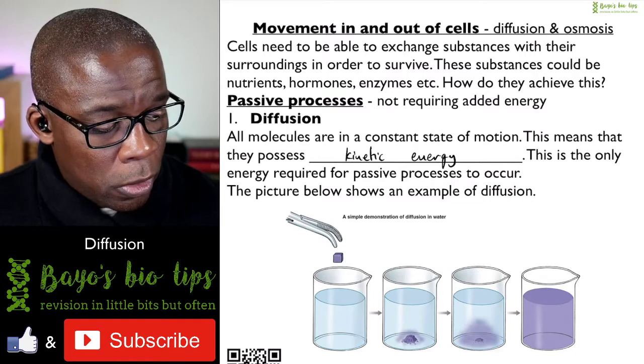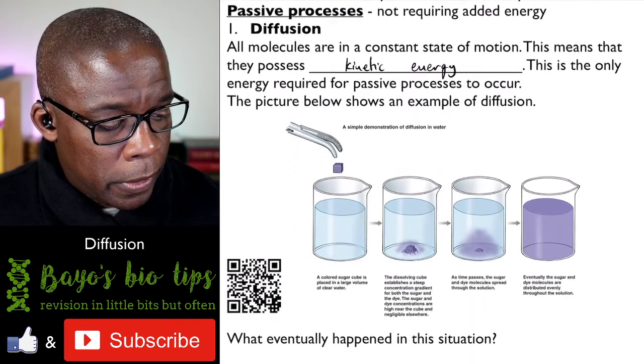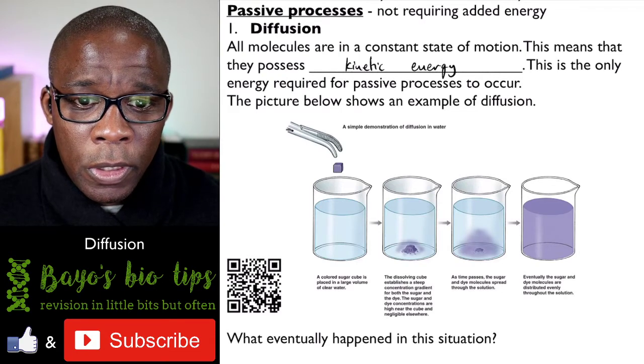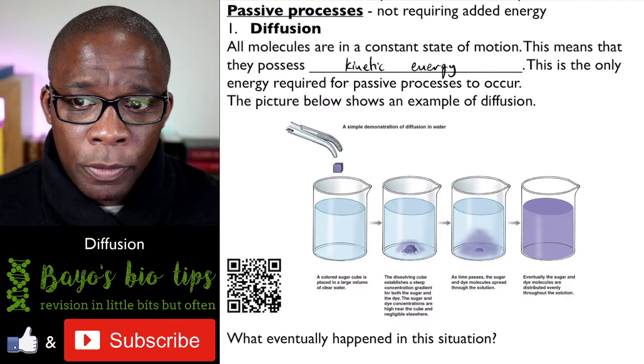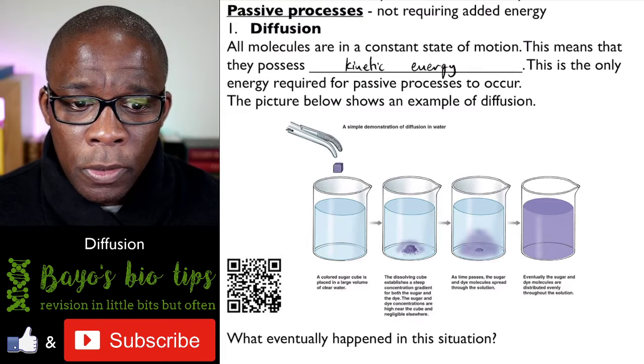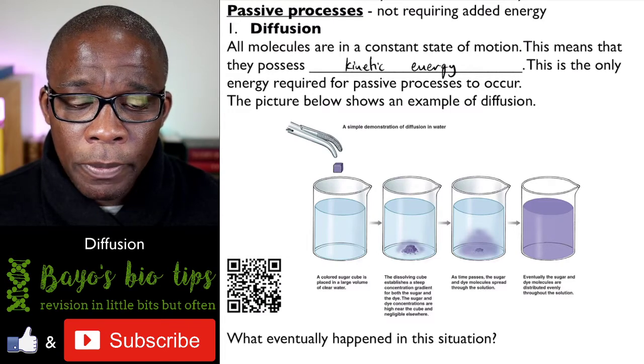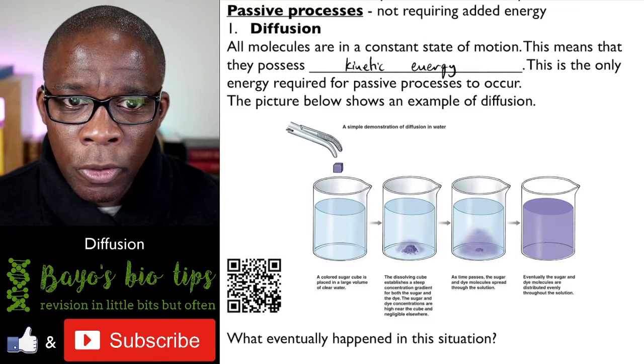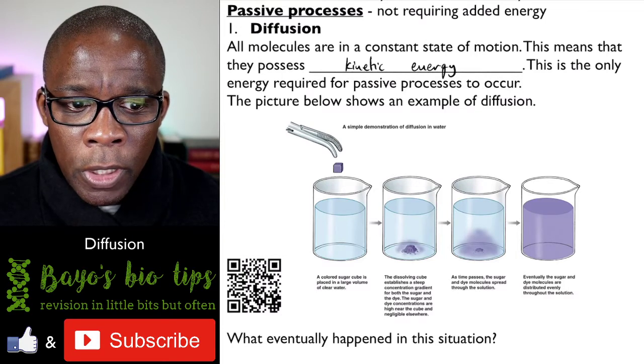So if we have a look at the diagram I've provided there, you can see a colored sugar cube. So it's been dyed using some sort of purple dye. And initially, when it's dropped into the water, it starts off very concentrated in the area it was dropped in. And then slowly, the particles spread out, and then eventually all of the water turns purple.